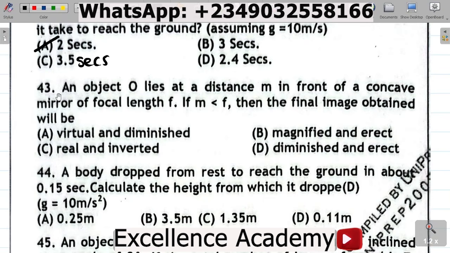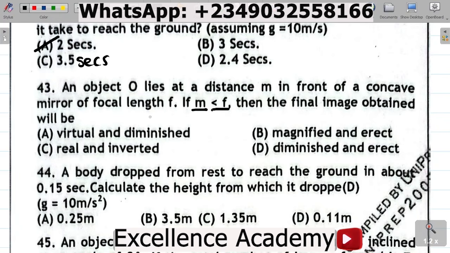Next up, 43. 43 says an object O lies at a distance m in front of a concave mirror of focal length f. If m, that's the distance, is lesser than the focal length, then the final image obtained will be A, virtual and diminished, B, magnified and erect, C, real and inverted, D, diminished and erect. Now you want to note that if the object distance m is less than f, what will happen is simple.